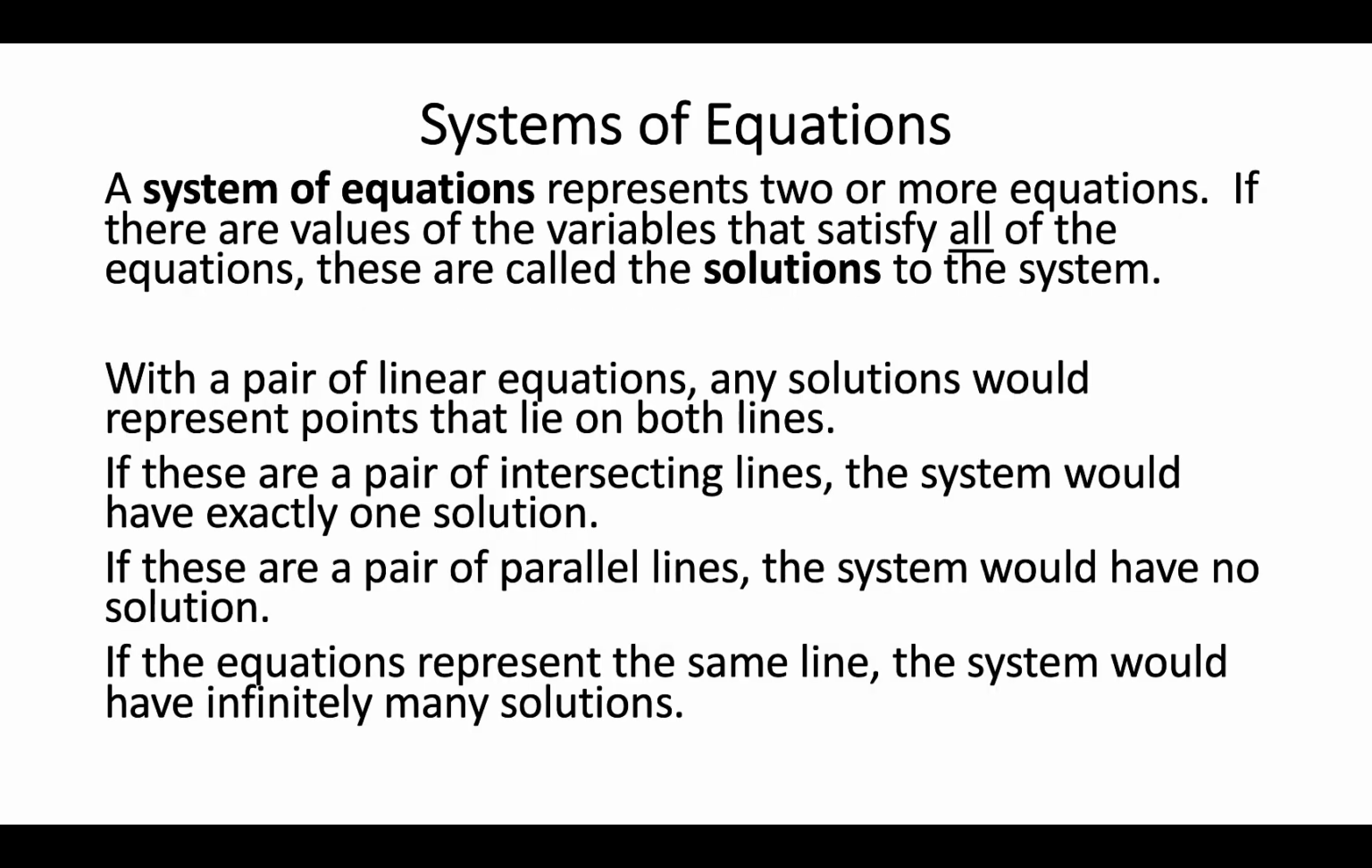A system of equations represents two or more equations. If there are values of the variables that satisfy all of the equations in the system, these are called the solutions to the system. With a pair of linear equations, any solutions would represent points that lie in both lines. If these are a pair of intersecting lines, the system would have exactly one solution, which would be the intersection point for those two lines. If these are a pair of parallel lines, the system would have no solution because the lines do not intersect. If the equations represent the same line, the system would have infinitely many solutions.